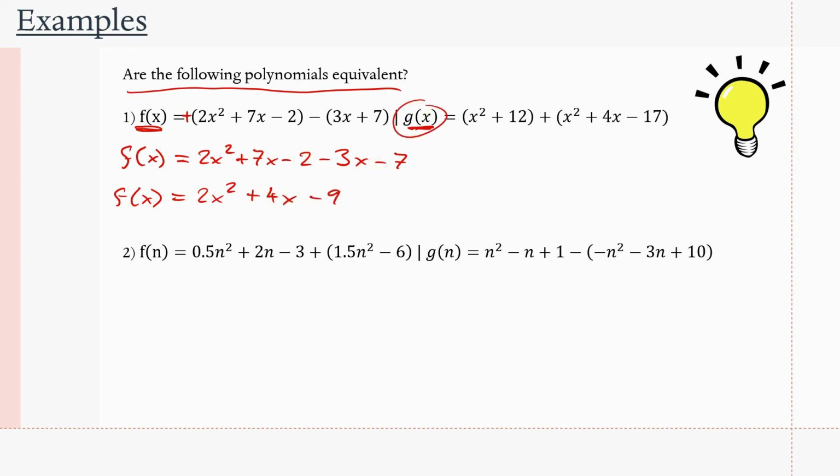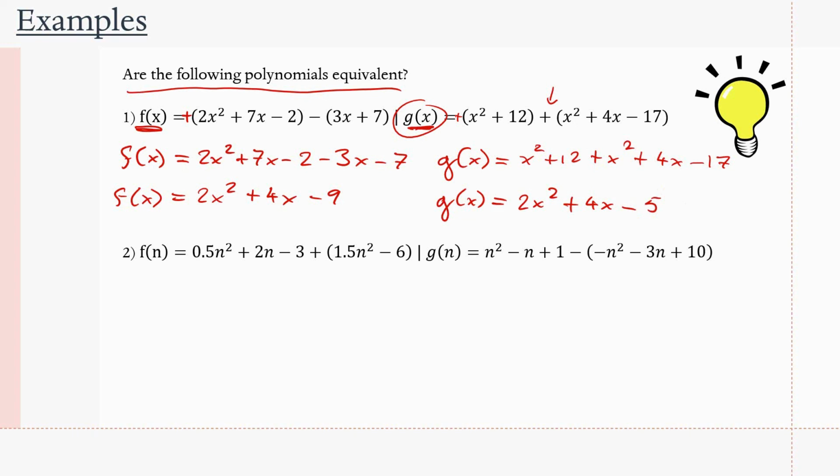Now let's simplify g of x. So we'll get rid of these brackets first. There's a positive in front of the bracket, everything stays the same. There's another positive here, everything stays the same here as well. Minus 17. Now if we collect like terms, we add the x squareds, which will get us 2x squared. We add the x's, there's only 1x, so we'll keep that, 4x. And we have a 12 minus 17, which will get us negative 5.